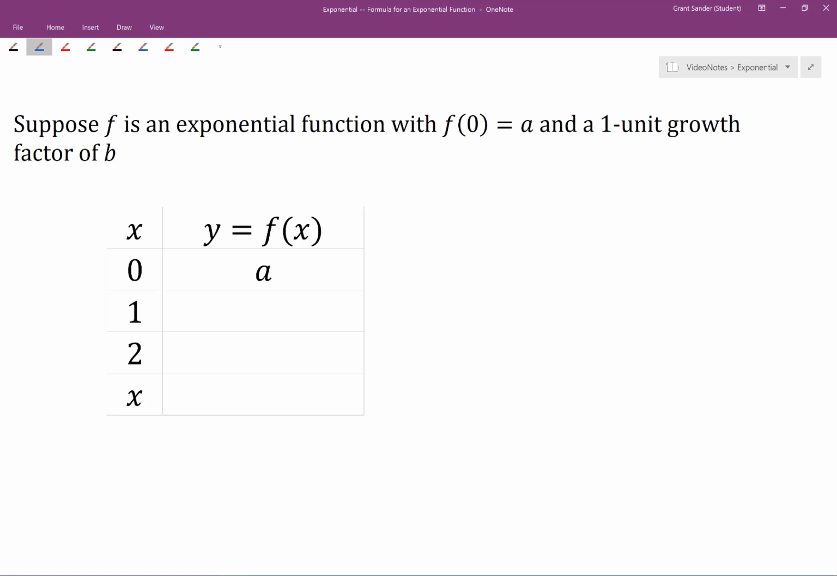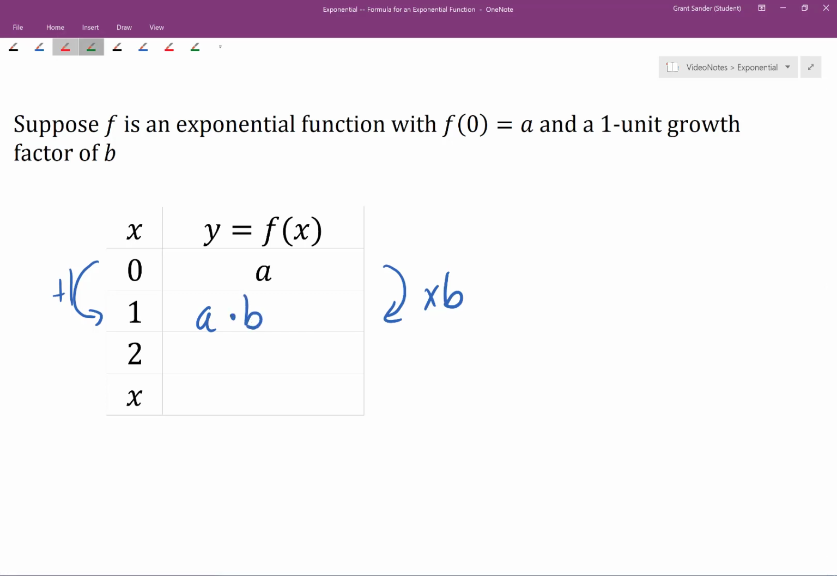Let's generalize this way of thinking. So suppose f is an exponential function with f of 0 equal to a and a one-unit growth factor of b, meaning that anytime x changes by 1, y will become b times as large. So in this case, if x varies from 0 to 1, a change of 1 unit, then y will start at a and become b times as large. So as x varies from 0 to 1, y starts at a and then becomes b times as large.